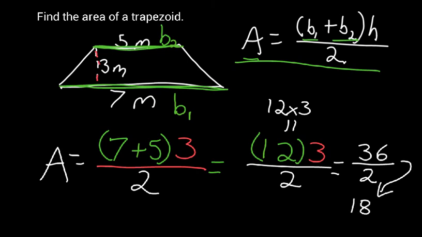And we always want to keep our units, and we go back to our units, which is right over here, meters. And we know that for area, our unit will be squared. So our answer will be 18 meters squared.